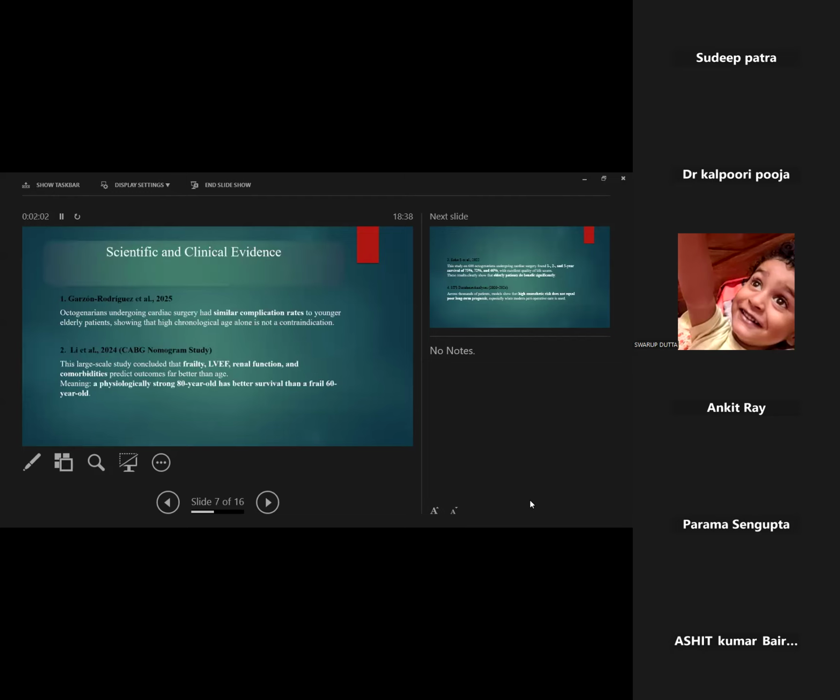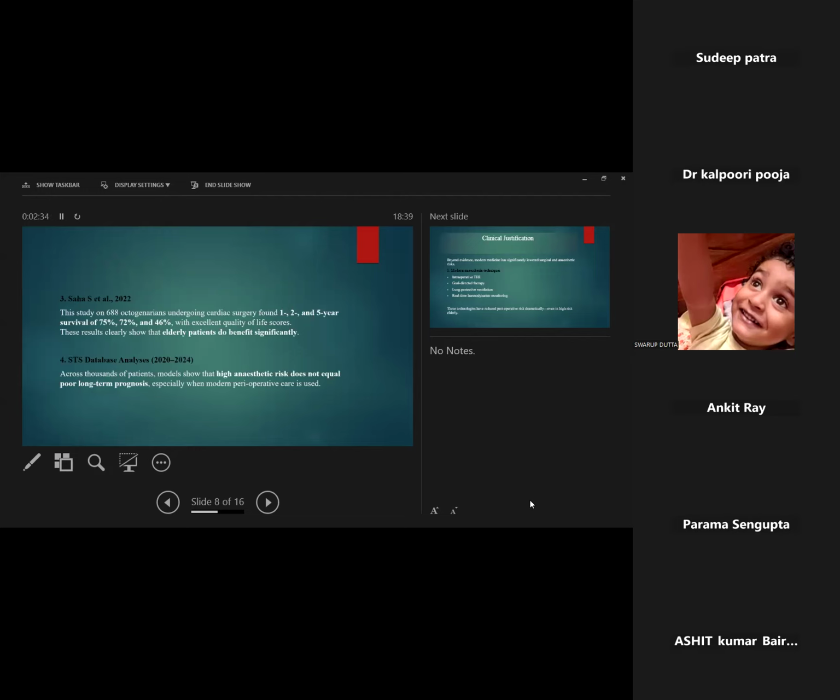So I'll come to the scientific and the clinical evidence. Garzon Rodriguez found that octogenarians undergoing cardiac surgery had similar complication rates to younger elderly patients, showing that high chronological age alone is not a contraindication. Lee et al., in this large study, concluded that frailty, low LVEF, renal function, and comorbidities predict outcomes far better than age. Meaning a physiologically strong 80-year-old has better survival than a frail 60-year-old.